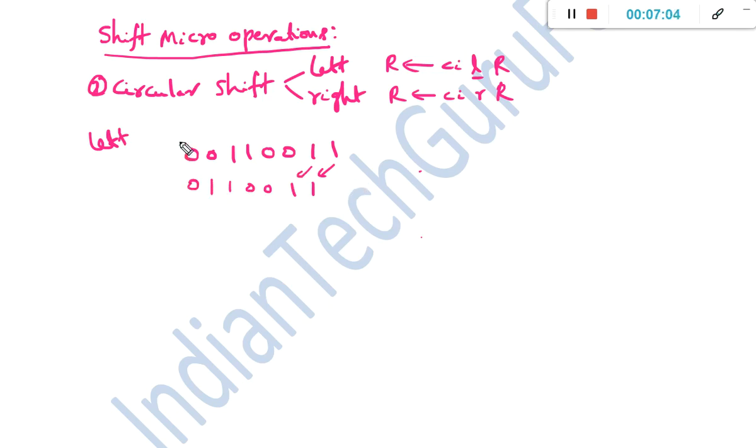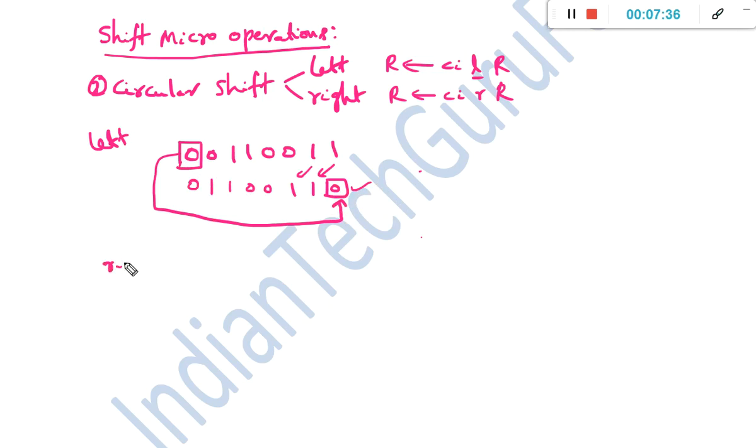However, previously we rejected the most significant bit. Now, instead of rejecting the most significant bit, that value will be moved to the least significant bit. That is why it is called a circular left shift operation. So this will be the final value in the register.